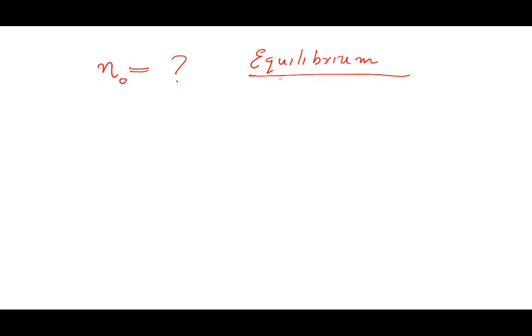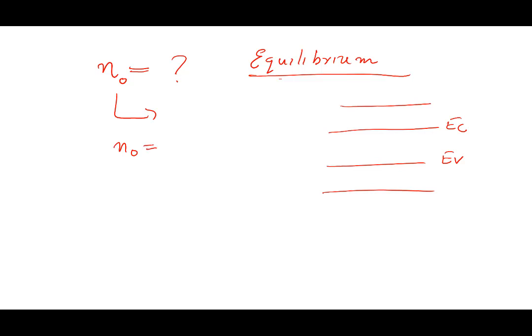The band picture tells us that you have a conduction band with an EC here and an EV here. We know that there are a lot of states here. So N0 is equal to, we introduce the concept of density of states. How many states are there? The density of states multiplied by the probability that these states are occupied, and we integrate from EC to infinity.